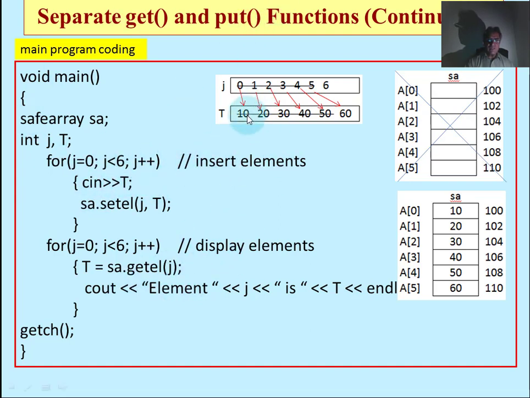At t location, the first value is 10. So we get the value 10 from the user, and we want to store at location 0. At 0 location of array, we want to store 10. But firstly, we will check whether 0 is within the bound or out of bound. So sa.setElement, this is the function of our safe array class. So we will send the j and t, that is 0 and 10, to be passed to the array.